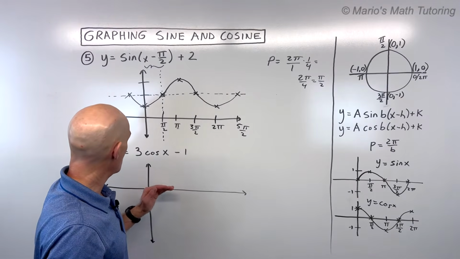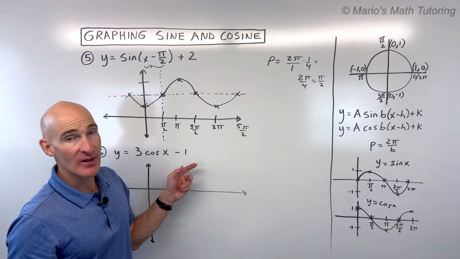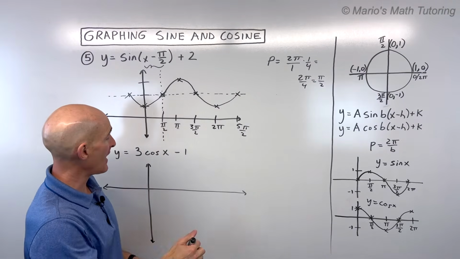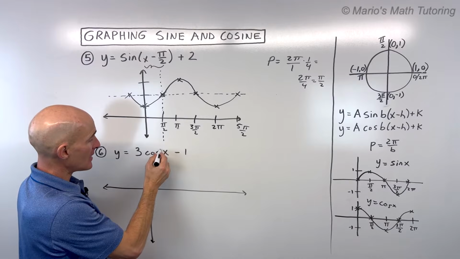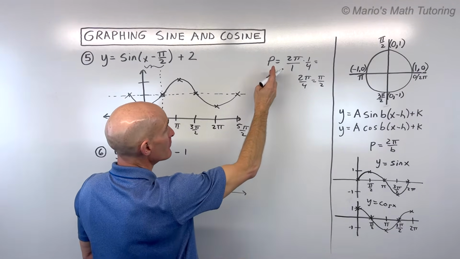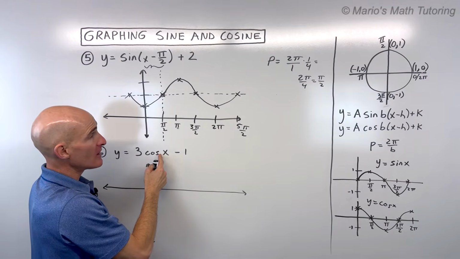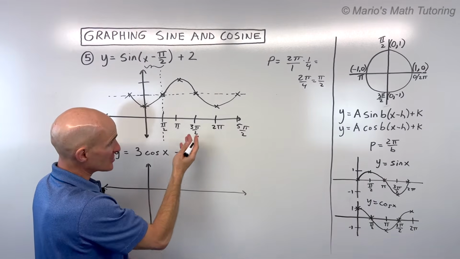Now let's go ahead and look at number 6. So y equals 3 times cosine of x minus 1. Again, same process. I want to find out what the period is. Again, it's that number that comes in front of the x, to the left of the x. I use the formula, period equals 2 pi divided by b. In this case, b is 1. So our period is just going to be 2 pi, just like this last problem.